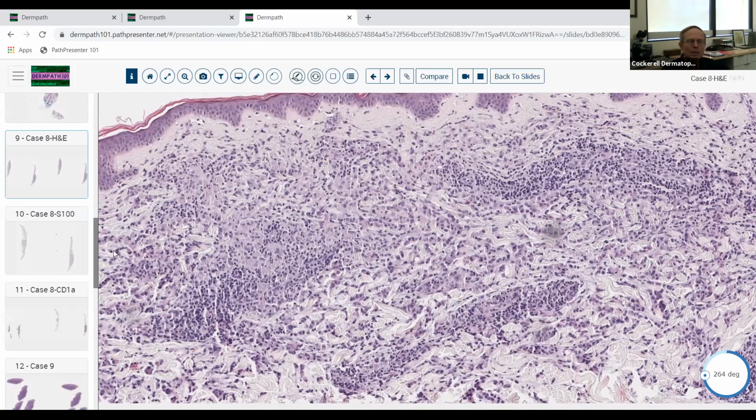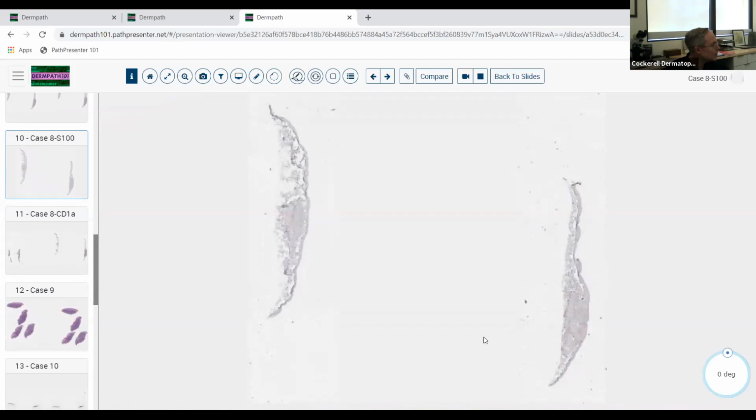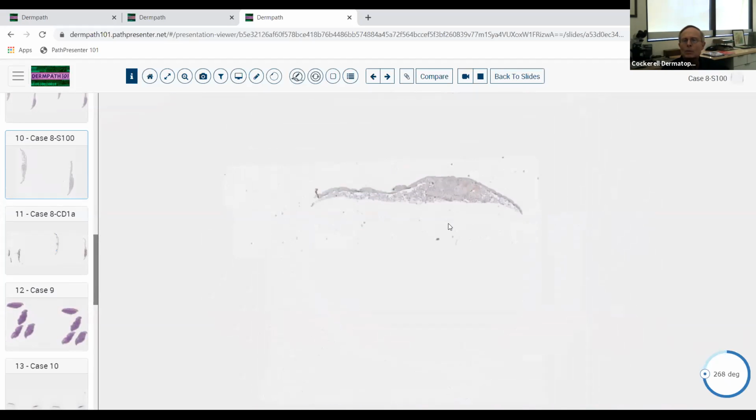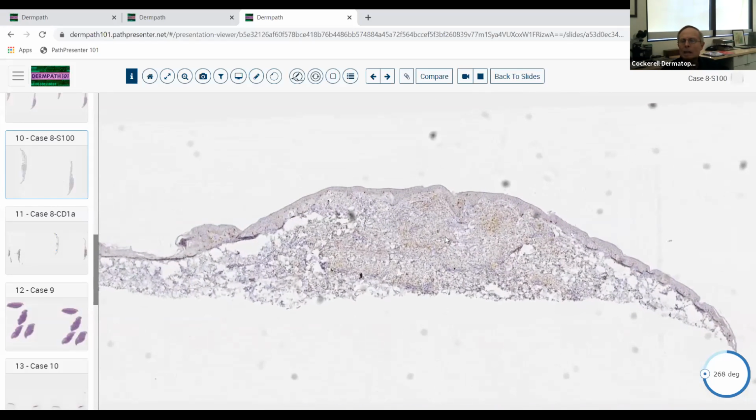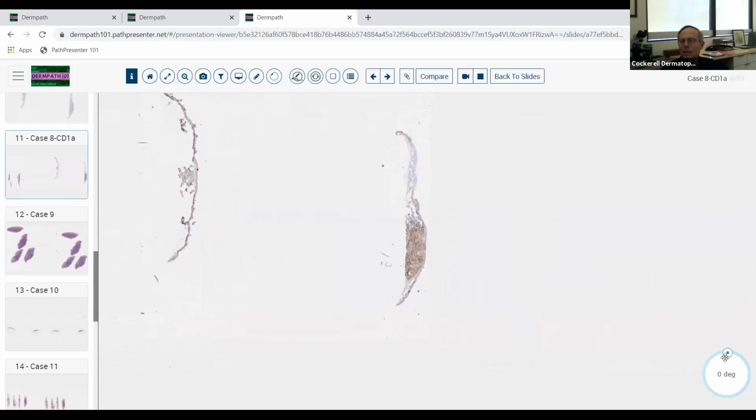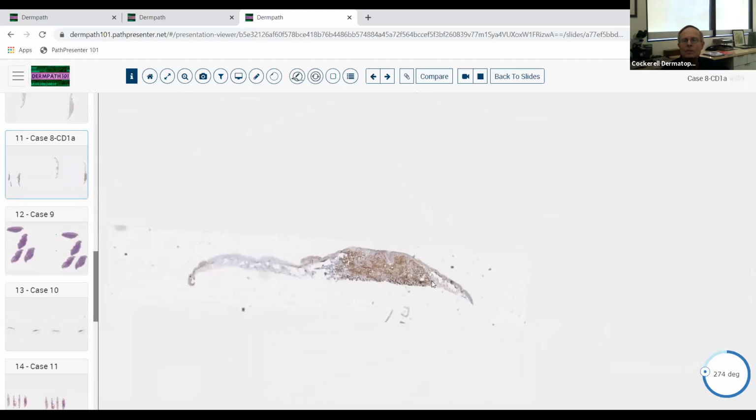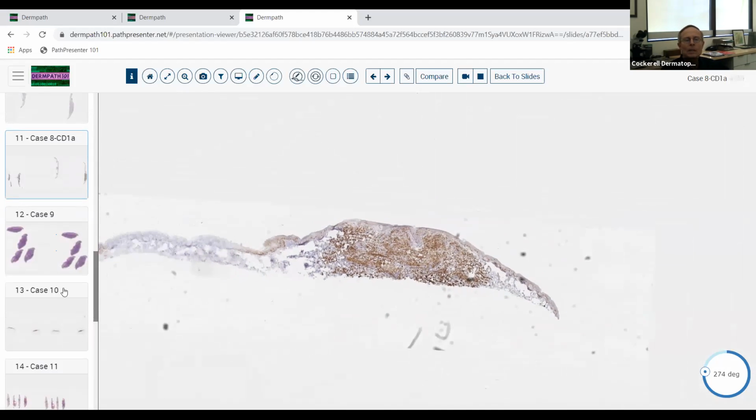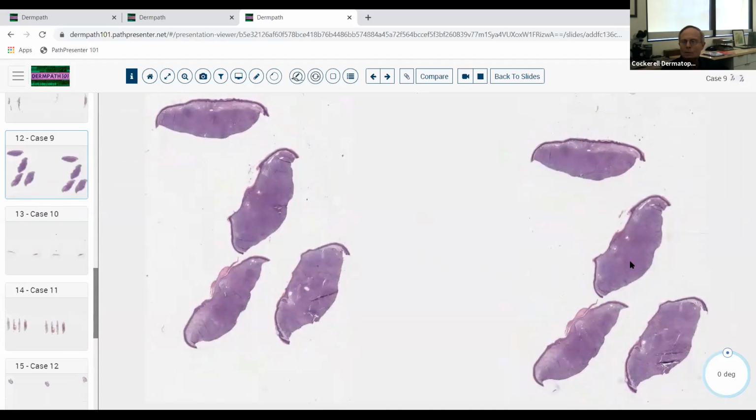I think we've got a couple of slides here that were done in this case also, just to show you. I believe this first one was an S100 protein stain, which highlighted some of the cells in there. Some of these were probably dermal dendrocytes that were highlighted. And then CD1A also highlighted some of these cells. These were highlighting the lipid-laden histiocytes that were CD1A positive. Not that important. Certainly it was not Langerhans cell histiocytosis, but this was a patient that had eruptive xanthomas and had these positive cells in the infiltrate.